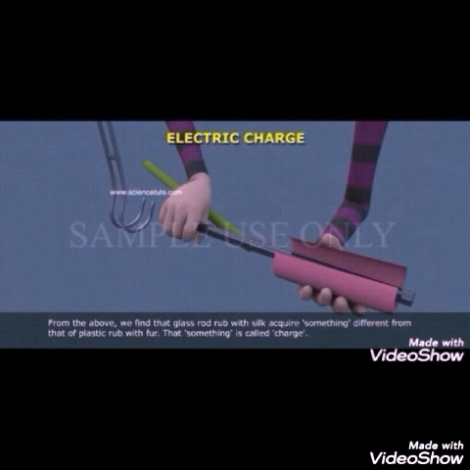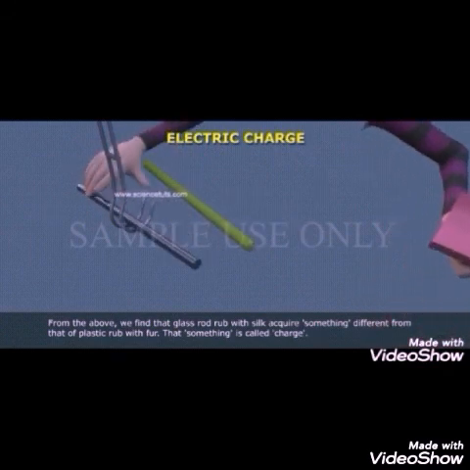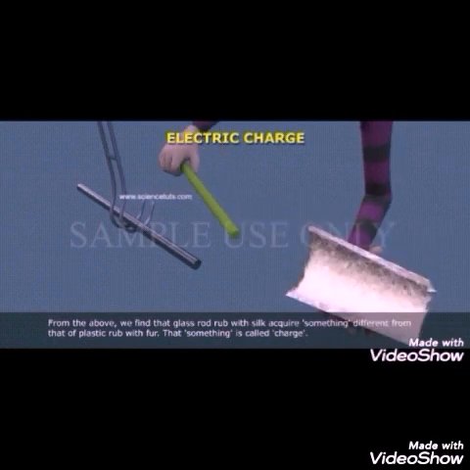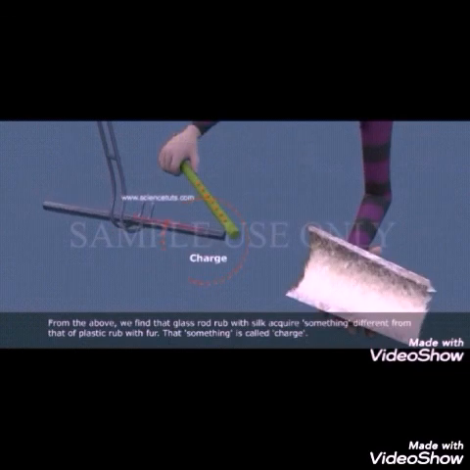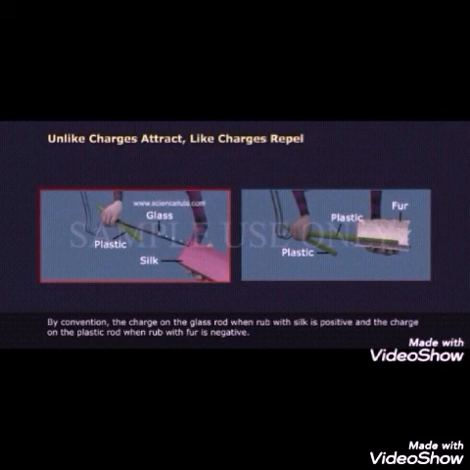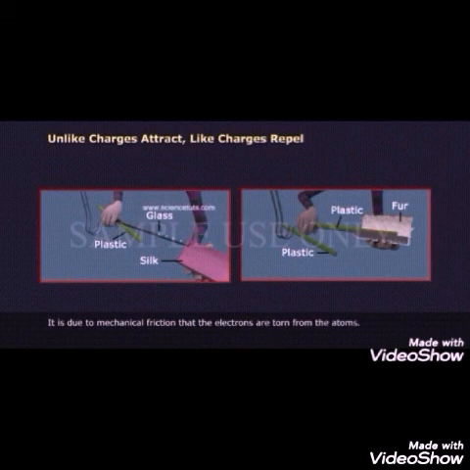From the above, we find that glass rod rubbed with silk acquires something different from that of plastic rubbed with fur. That something is called charge. Unlike charges attract, like charges repel. By convention, the charge on the glass rod when rubbed with silk is positive and the charge on the plastic rod when rubbed with fur is negative. It is due to mechanical friction that the electrons are torn from the atoms.